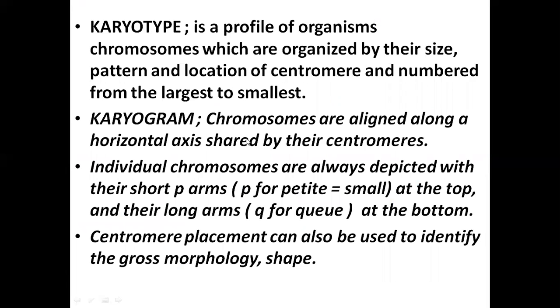Now moving further, let us talk about what a karyotype is. A karyotype is an organized profile of chromosomes in which the chromosomes are arranged according to the size and position of the centromere and numbered from the largest to the smallest. So it is the profile of an organism's chromosomes, organized by size, pattern, and location of centromeres, and numbered from the largest to the smallest.